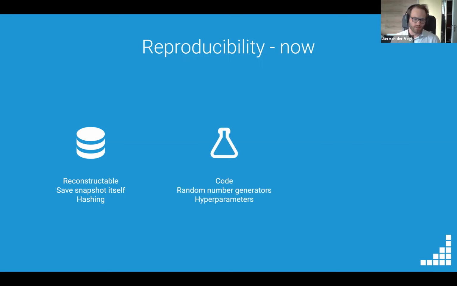Then if you're looking at experiments, what kind of things are necessary next to the data? Well, you need the code to train your models, but also to evaluate them. Random number generators can influence the results, so being able to save a seed and use that for all the RNG in your process can help make it reproducible. And actually storing the hyperparameters and, of course, the results is also important.